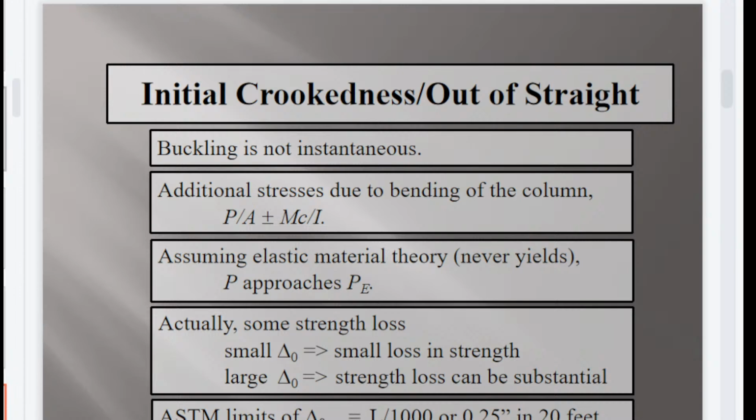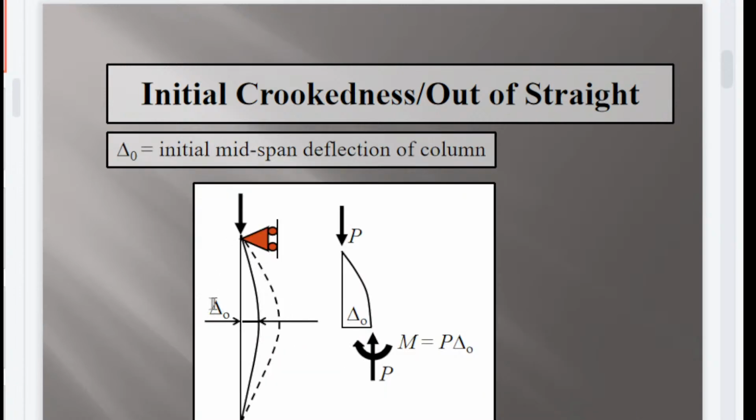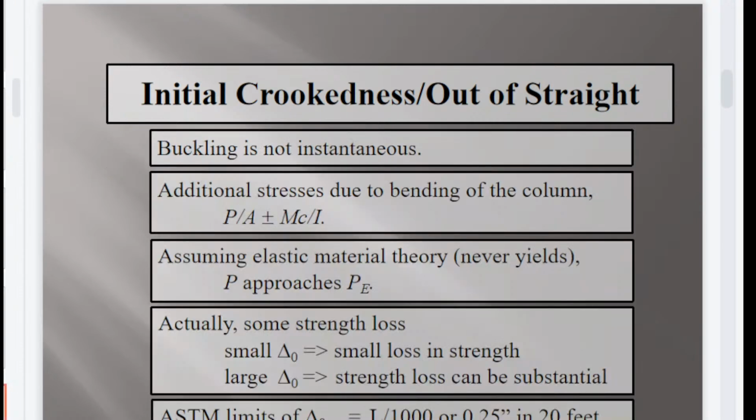Depending upon the amount of delta 0, because the moment here becomes bigger, the loss will become substantial. ASTM limits of delta: L over 1000 or 0.25 inches in 20 feet. Typical values are L over 1500, or 0.15 inches in 20 feet. That is the ASTM limit.